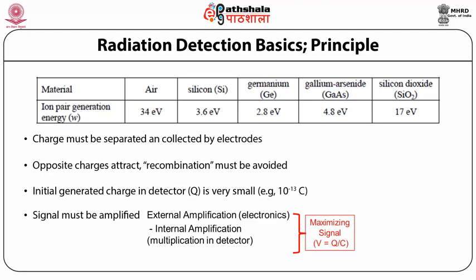Initial generated charge in the detector, Q, is very small, for example around 10 to the power minus 13 coulomb. So the signal must be amplified, that is, external amplification, like an amplifier should be connected or used, or internal amplification, like multiplication of charge numbers in detectors, must be done. These two methods basically maximize the signal voltage coming out of the detector system, because V is equal to Q by C. Charge Q is increased, capacitance depends upon the size of the detector, which is fixed. So if Q increases, V increases.